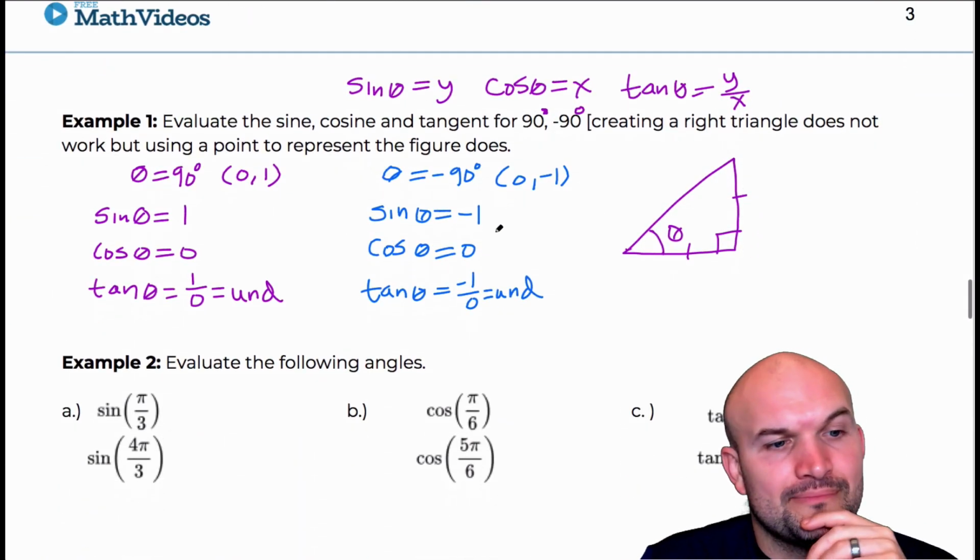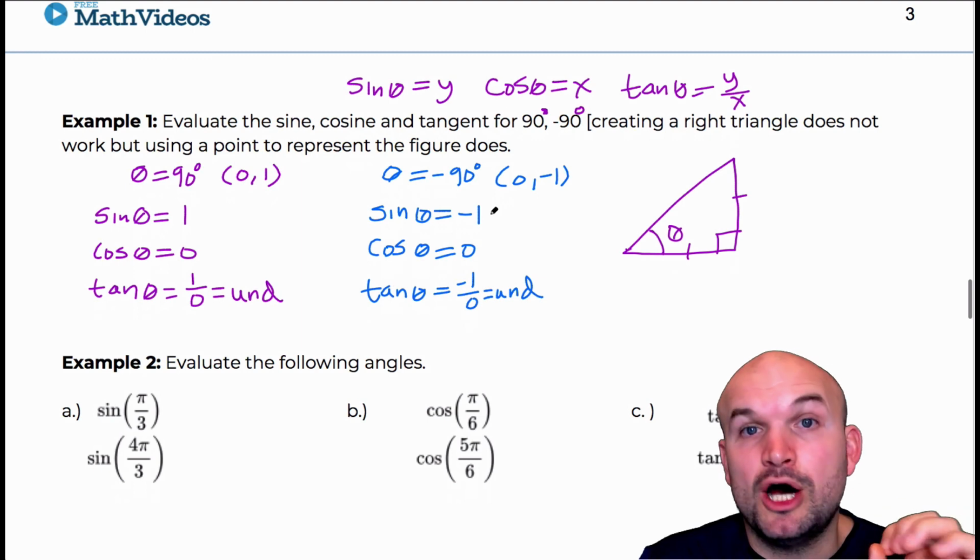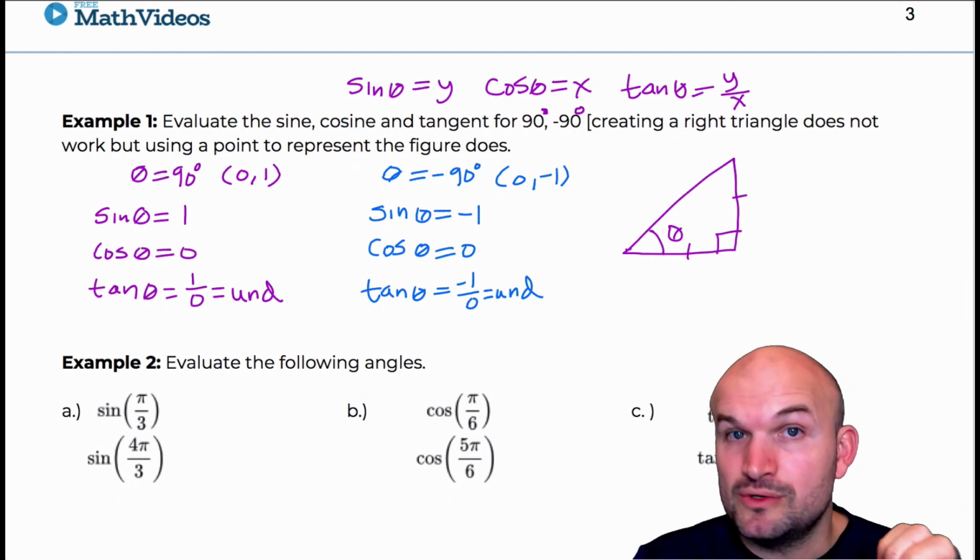All right, now let's go and take a look at some other angles that we're going to be looking at that are also in 2 different quadrants.